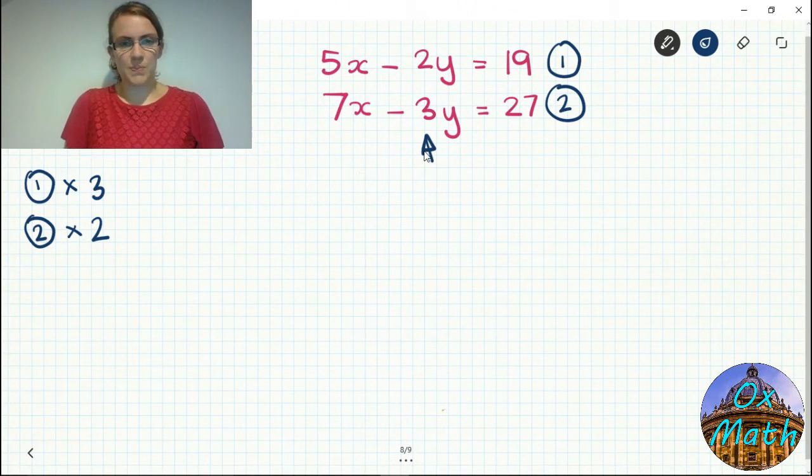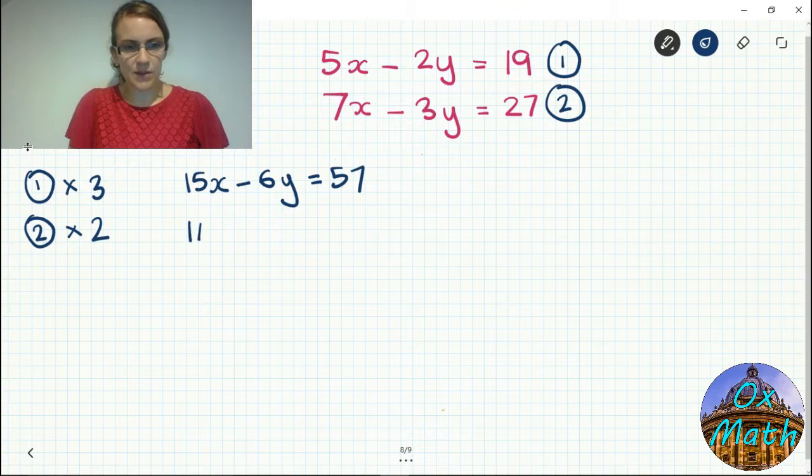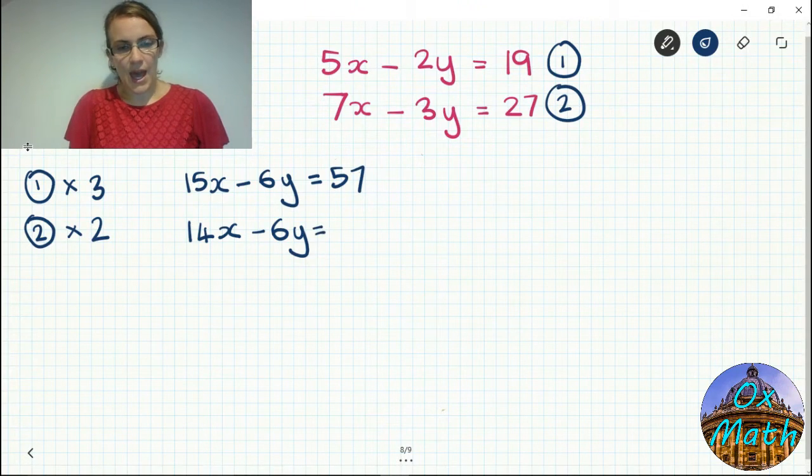I could, if I wanted to, multiply the whole of the top equation by 6 to get 12y and the whole of the bottom equation by 4 to get 12y. But it is easier if you keep the numbers as small as possible because that makes the maths easier to deal with. So I need to multiply the whole of my equation 1 by 3. So 3 lots of 5x is 15x, minus 3 lots of 2y, so 6y, and 3 lots of 19 is 57. Multiply the whole of equation 2 by 2, gives me 2 lots of 7x, so 14x, 2 lots of 3y, so 6y, and 2 lots of 27 is 54.